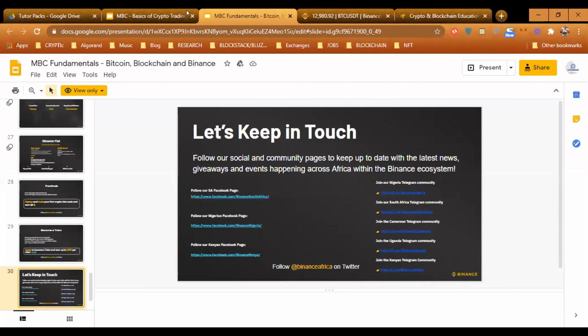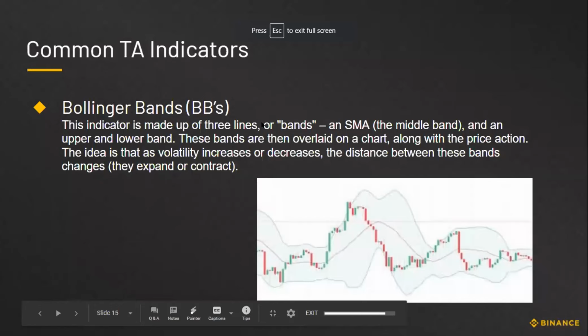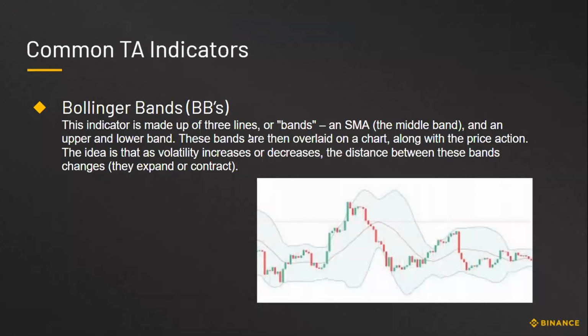Just to show you what the Bollinger Bands do: they are indicators made of three bands, the middle band, the upper, and the lower. These bands are overlaid on the chart, like you can see here, along with the price action. The idea is that as volatility increases or decreases, the distance between these bands changes. So you can see here, it was quite stable, not so volatile. And then the next distance we're seeing is at this point. Let me show you one.